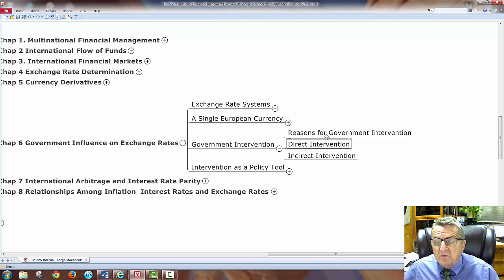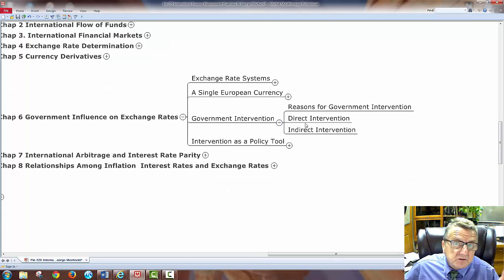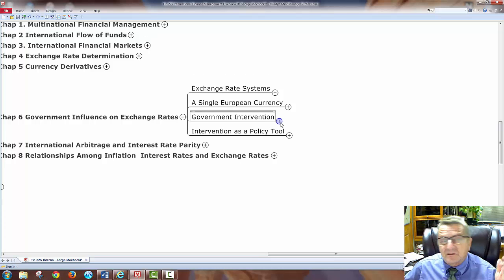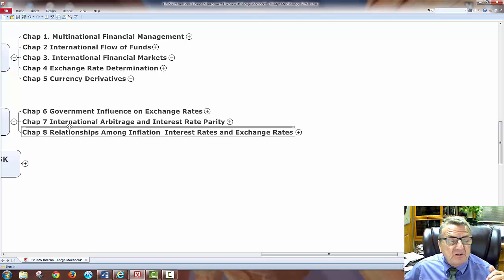Government intervention, again: the reasons for government intervention, and direct intervention. They come out, and their laws are indirect. They do things to the market, trying to stimulate it so they don't look like they are adjusting a free market. Okay, now chapter 7, we had that.